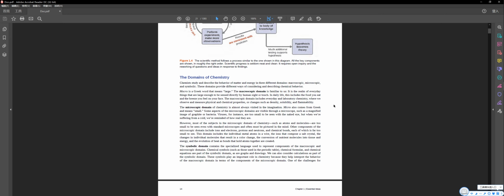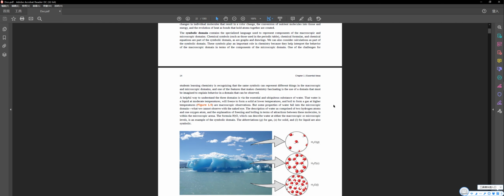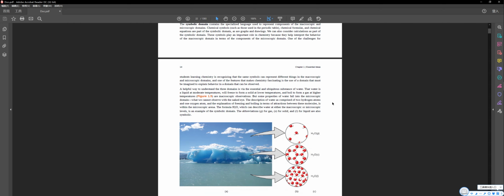The symbolic domain contains the specialized language used to represent components of the macroscopic and microscopic domains. Chemical symbols, chemical formulas, and chemical equations are part of the symbolic domain. As with graphs and drawings, we can also consider calculation as part of the symbolic domain. These symbols play an important role in chemistry because they help interpret the behavior of the macroscopic domain in terms of the components of the microscopic domain.